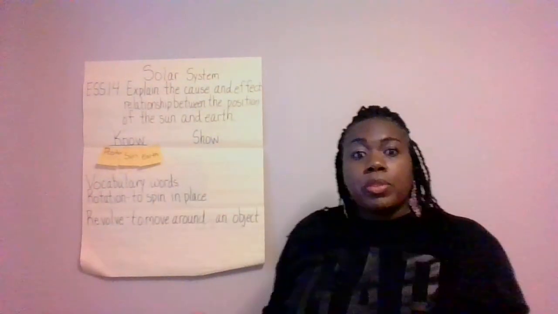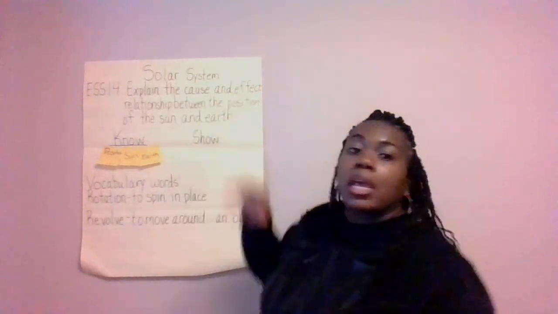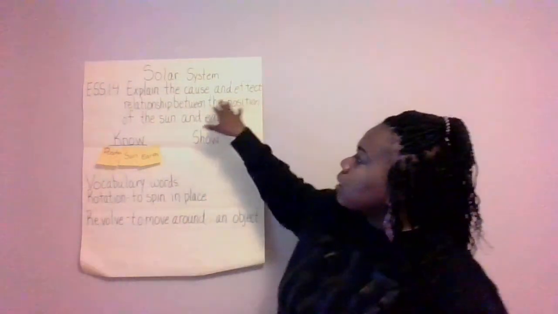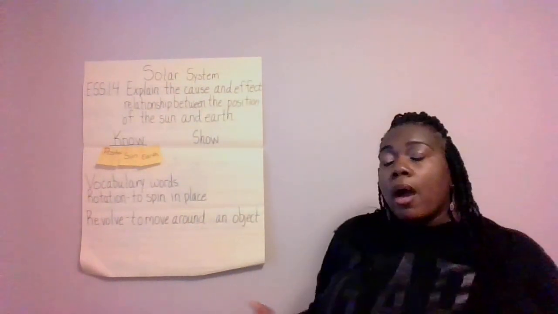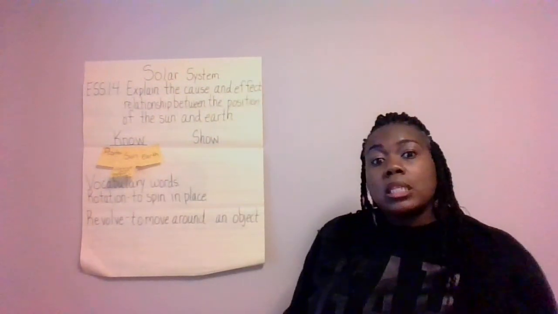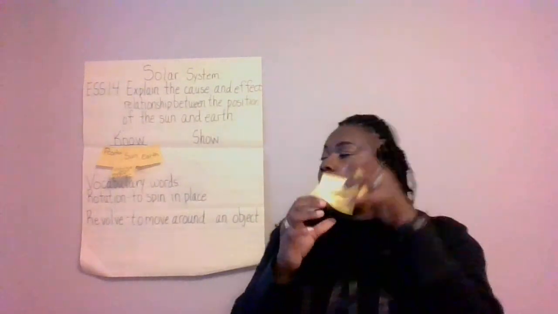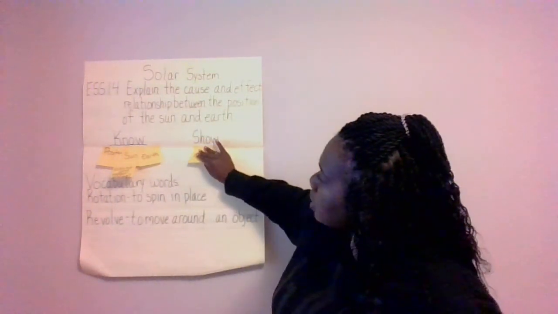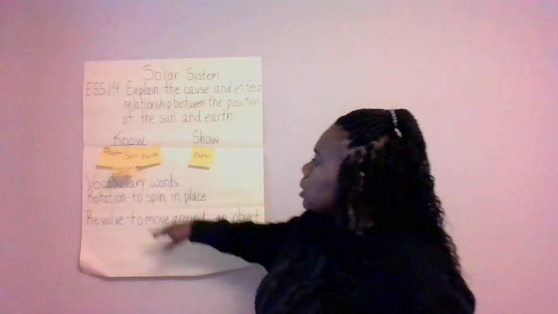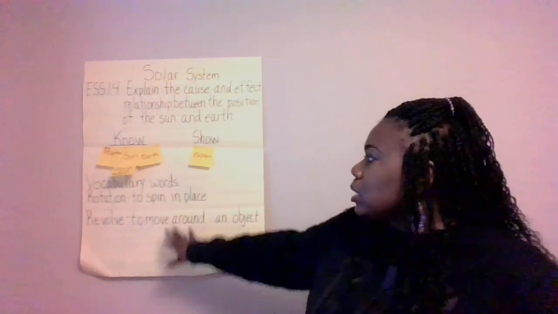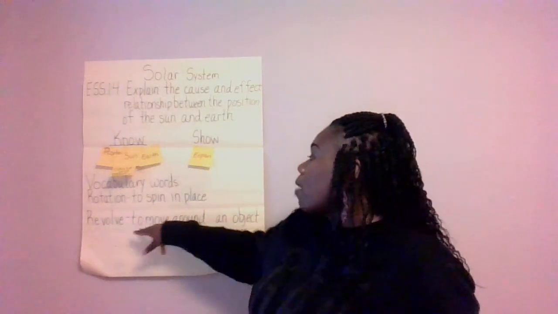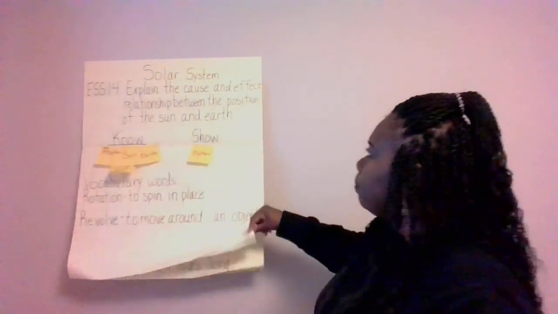As this connects with your reading lessons dealing with cause and effect relationship, we will know about the cause and effect relationship that the position of the sun and Earth will have with the information that we're going to be revisiting today. By the end of this, you should be able to show me in an explanation how all this connects together. The vocabulary words that we'll come across during this lesson are rotation, to spin in place, and revolve, to move around an object.